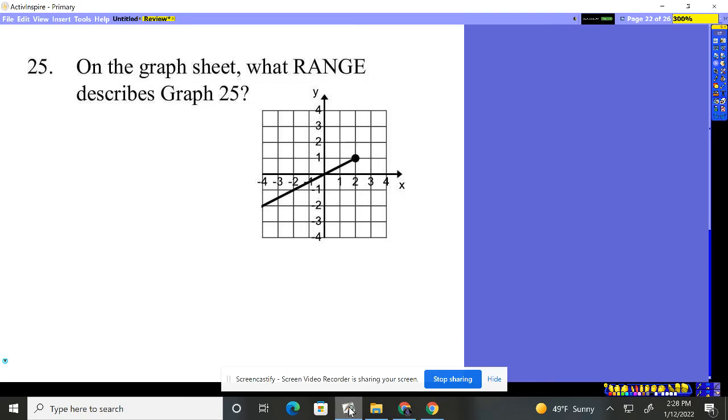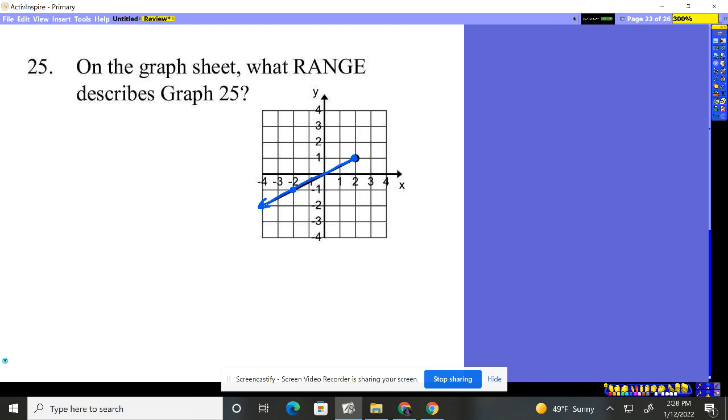So 25 wants to know what is the range of this graph. It starts at this point and goes down to the left forever. The range are the y values. That's our height. Where does our height seem to be? Well, it seems to be right here at a height of 1, and then it goes down to 0, and then here at a height of -1 and -2.